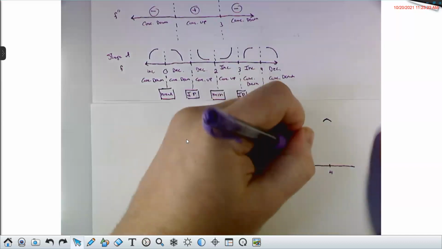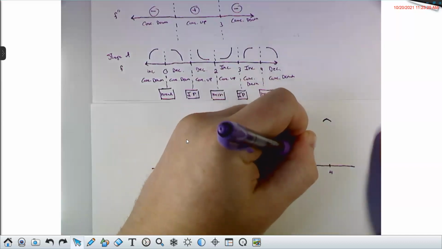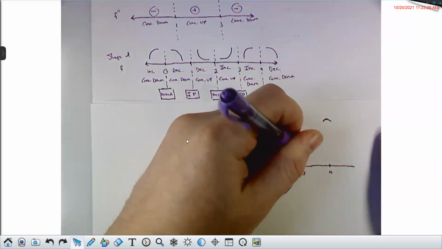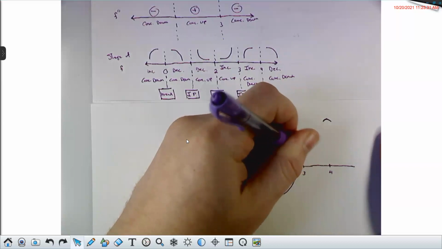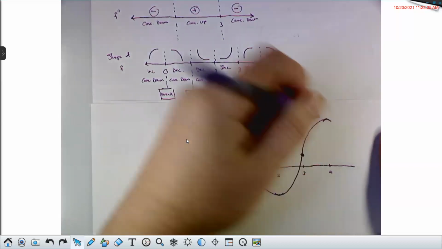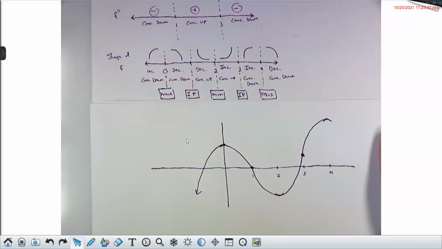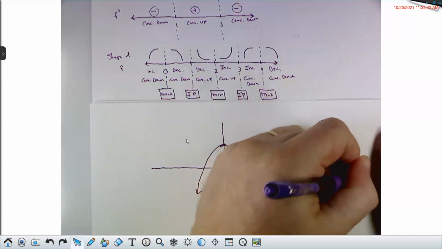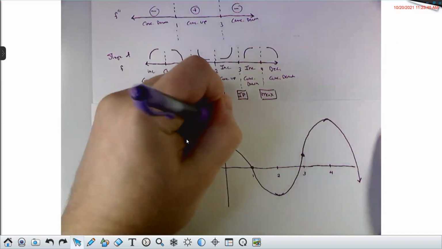At 3, I need another inflection point, and maybe I'll put this one up here. So we're going to continue this concave up business until I get to here. And then I'll switch to being concave down. And then from 4 onwards, I should be decreasing and concave down. So that's like this. So this is one such graph.